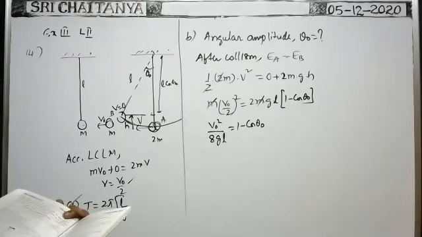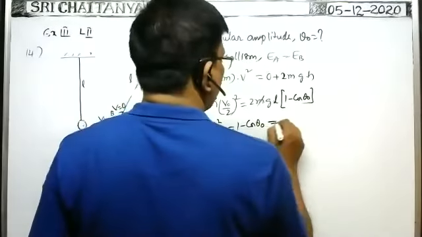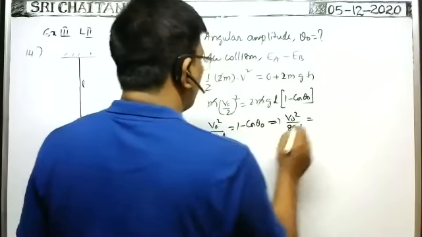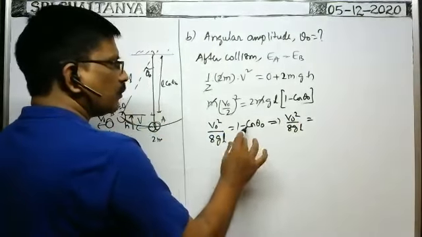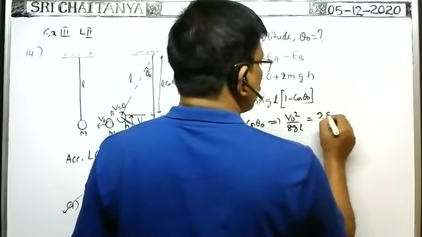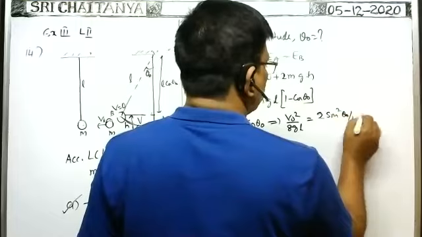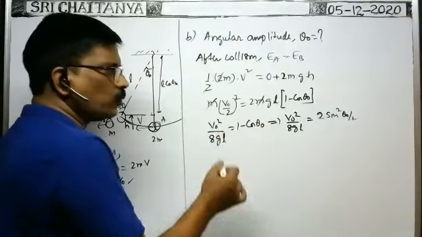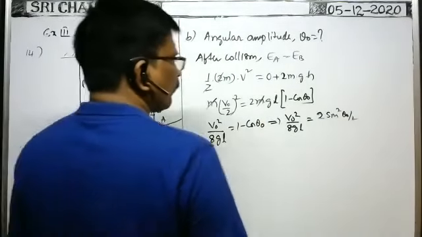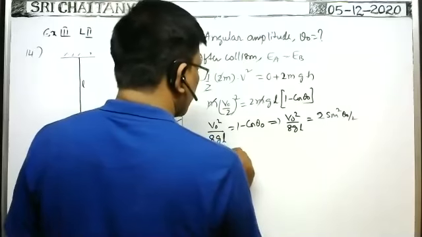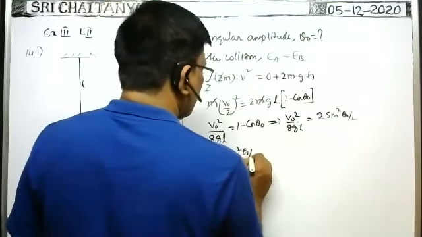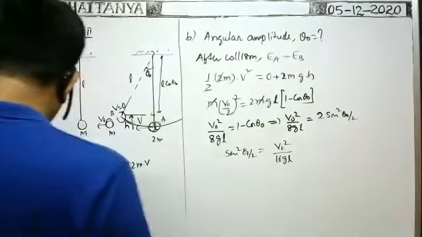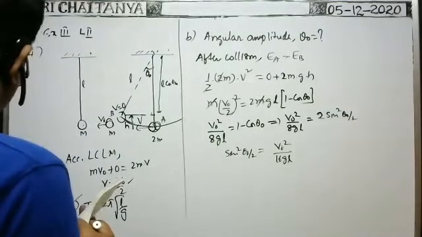So this implies V naught square by 8gL is equal to 1 minus cos theta naught. The answer is given in sine function. That's why 1 minus cos theta naught can be written as 2 sine square theta naught by 2, no? 1 minus cos theta is equal to 2 sine square theta by 2. So from this, sine square theta naught by 2 is equal to V naught square by 16gL we can write.